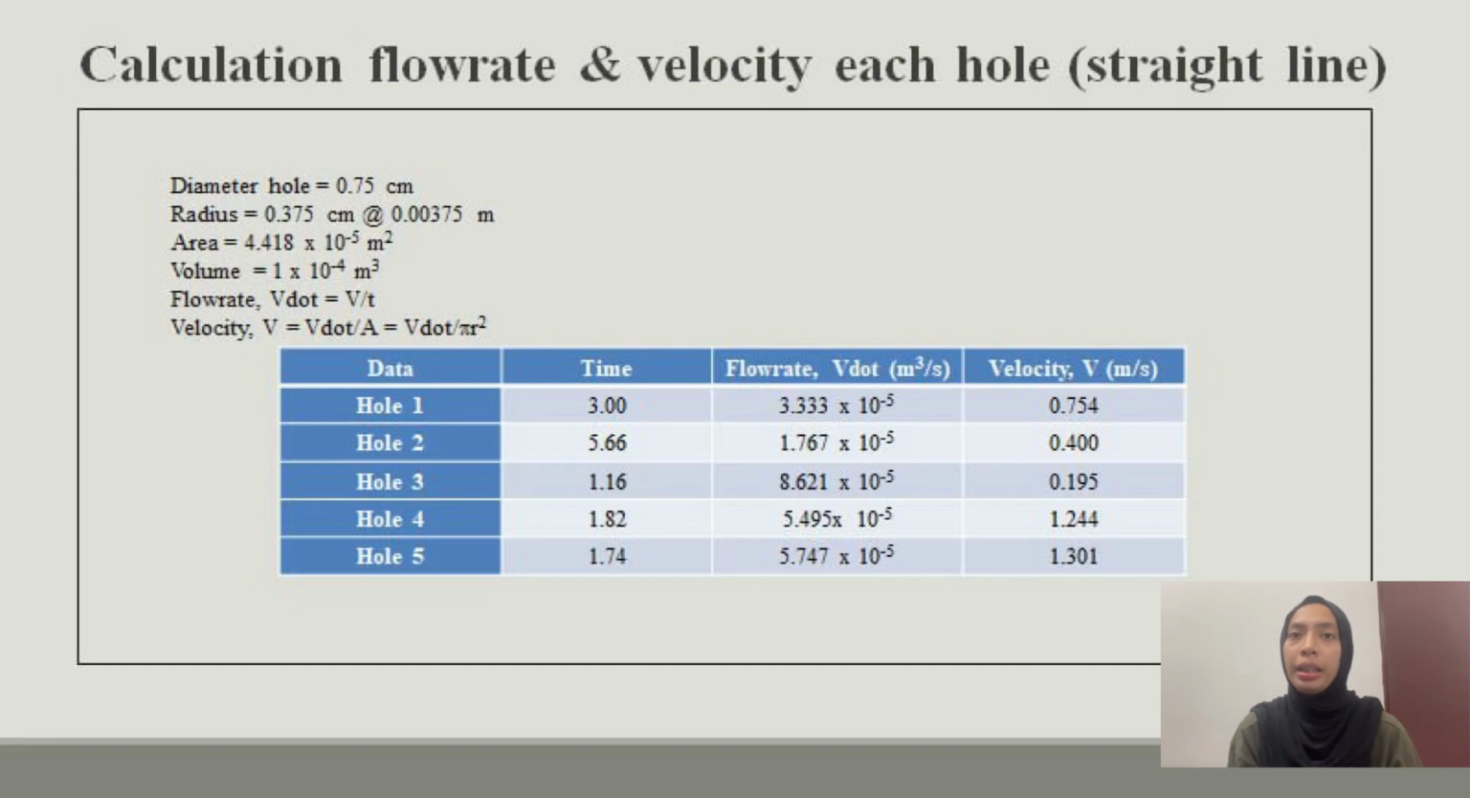Next, for hole 2, the time taken was 5 seconds and 66 milliseconds. The flow rate is 1.767 times 10 to the power of negative 5 meter cube per second, and the velocity is 0.400 meter per second. For hole 3, the time taken was 1 second and 16 milliseconds. So the flow rate is 8.621 times 10 to the power of negative 5, and the velocity is 0.195.